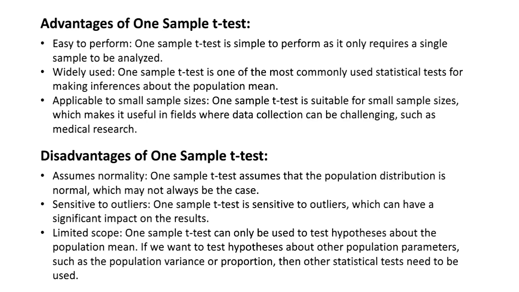Disadvantages of one-sample t-test. Assumes normality. One-sample t-test assumes that the population distribution is normal, which may not always be the case. Sensitive to outliers. One-sample t-test is sensitive to outliers, which can have a significant impact on the results. Limited scope. One-sample t-test can only be used to test hypotheses about the population mean. If we want to test hypotheses about other population parameters, such as the population variance or proportion, then other statistical tests need to be used.